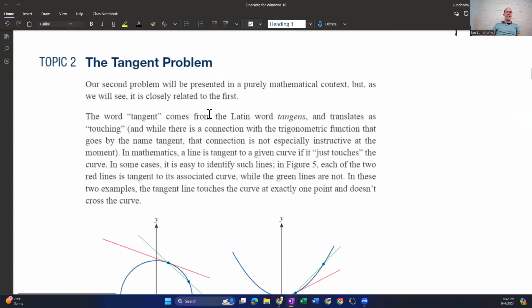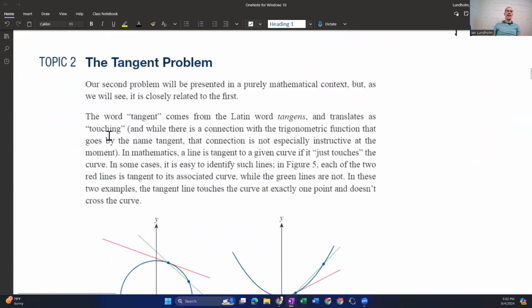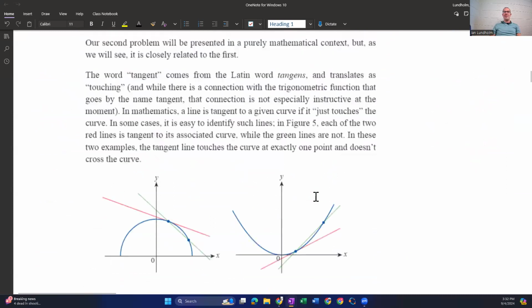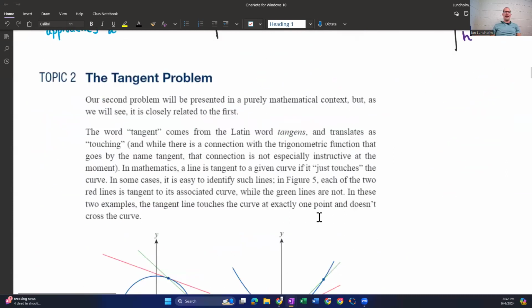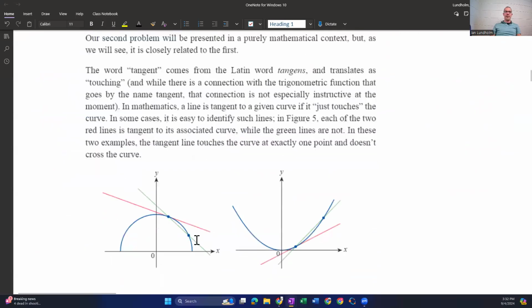I left this in in case we were interested in learning that the word tangent comes from the Latin word tangens, and it translates to touching. So I've been saying things like secant line, and I don't know if I've used the word tangent line yet, but the difference here is that the green lines that you see are called secant lines. They intersect the curve at 2 points, or at least 2 points, depending on how curvy the curve is. A secant line will intersect the curve at 2 points, but the tangent line in red just touches the curve at 1 point.